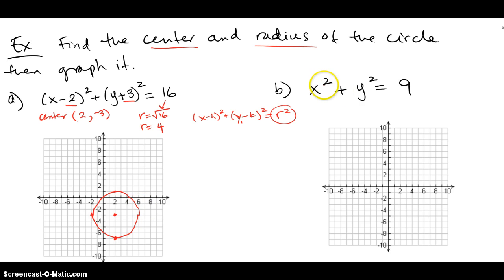Same thing for part B. Notice there's no number as my h and k there, so the center must be 0, 0, because the h and the k are missing.